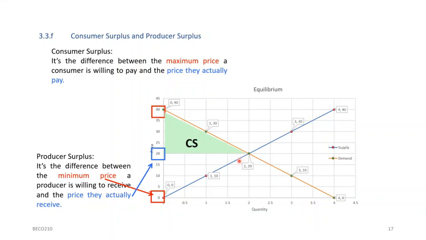Actually, you can shade the producer surplus as the area above the supply line and limited by the quantity and the price. This is the quantity and this is the price. So as you see, the producer surplus is this surface, this area, this triangle.